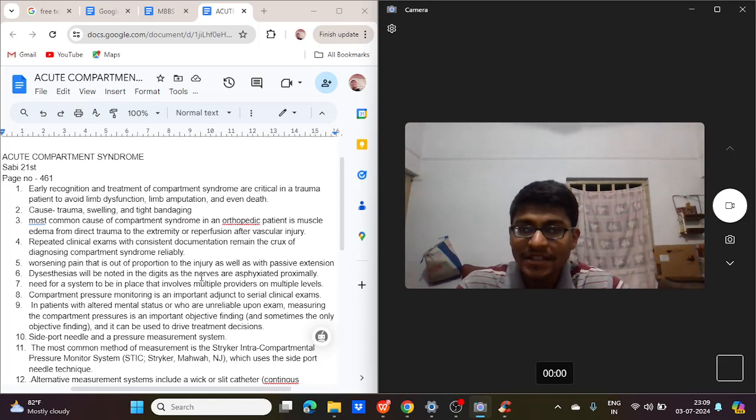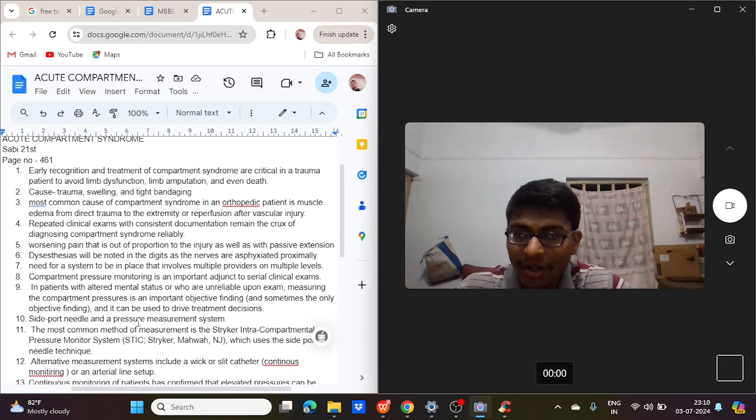Dysesthesia in the digits occurs because the nerves are asphyxiated proximally. That's why we see proximal neuronal involvement. We need a system in place that involves multiple providers at multiple levels. That will help us avoid delaying diagnosis. Compartmental pressure monitoring is an adjunct to serial clinical exams, and it is especially important when the patient has altered mental status.